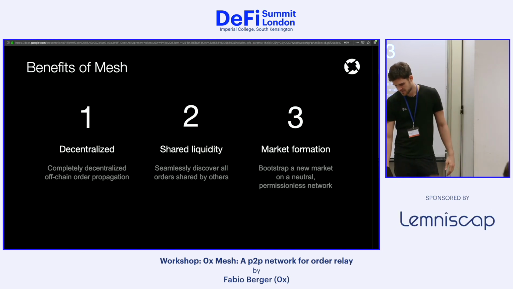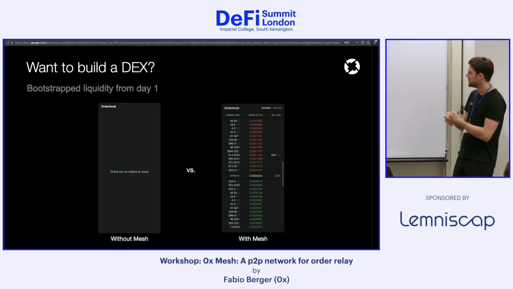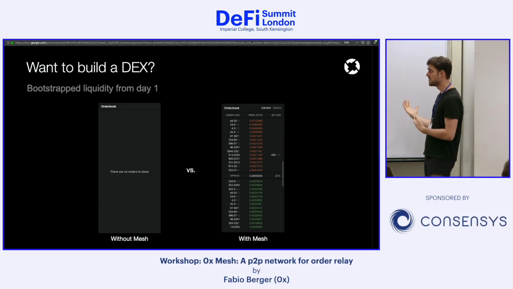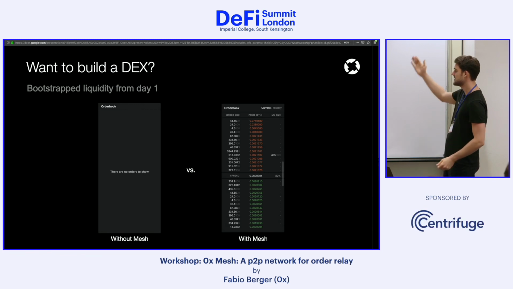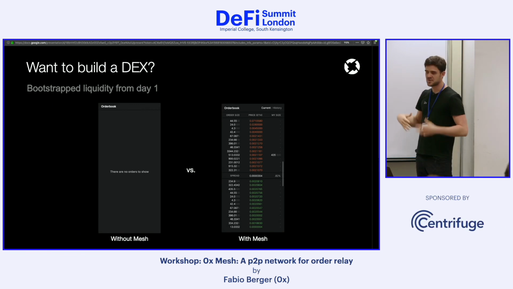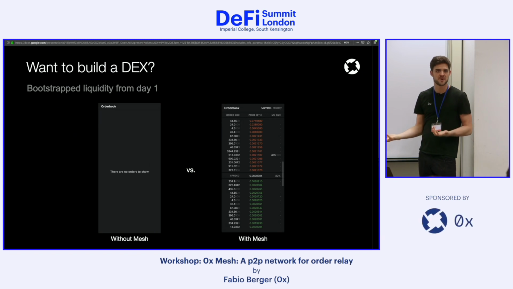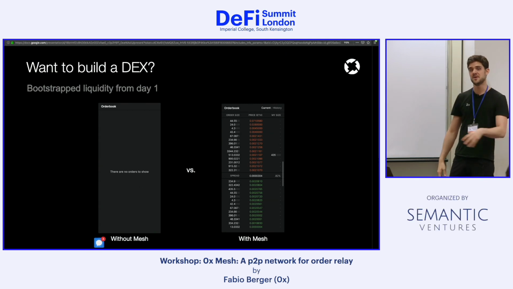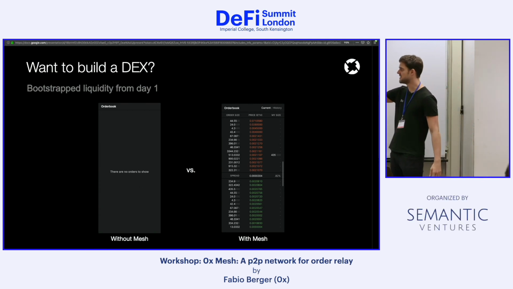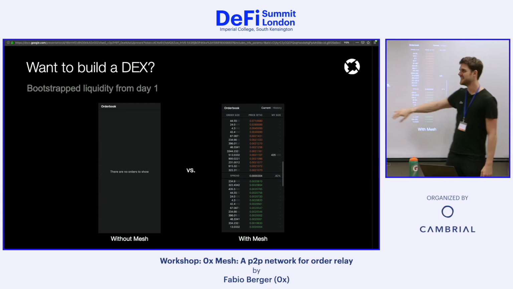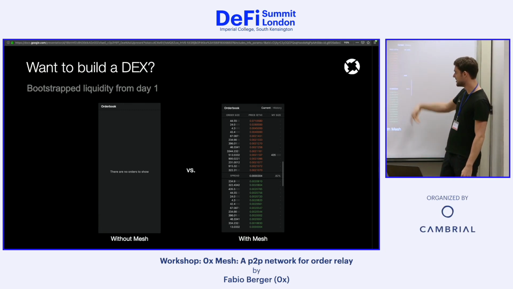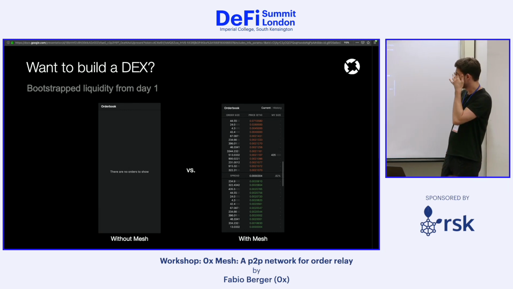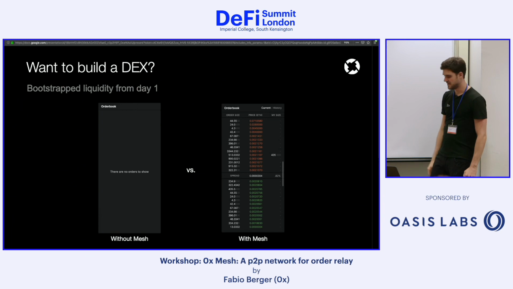Okay, so now I'm going to go through a couple of use cases for Mesh for different players. Let's say you want to build a DEX. One of the really cool things that you can do is you can solve this chicken and the egg problem of bootstrapping a two-sided market by plugging your exchange into Mesh and mirroring the liquidity that you find on Mesh on your exchange. So when your first user comes to your site, they don't see this. Instead, they see this. It looks like there's already a lot of liquidity for them to take, and there actually is. And so it's going to increase the likelihood that they're going to stick around.